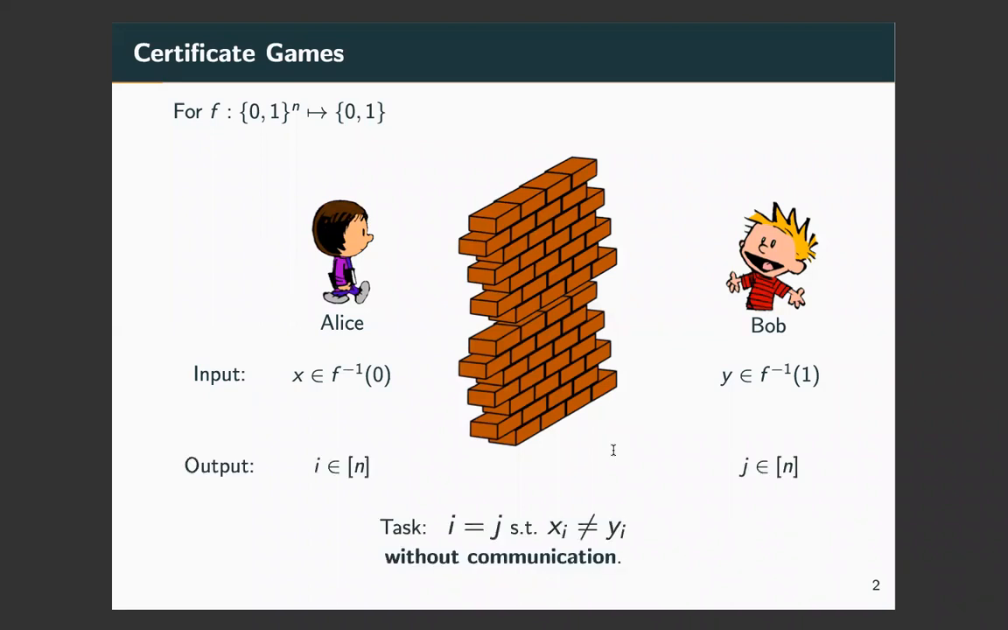Now, Alice has to produce an index i between 1 and n as her output, and Bob has to produce an index j. They win this game, which we call a certificate game, if the indices they produce as outputs match, that is i is equal to j, and their inputs differ at this index. That is, x_i is not equal to y_i. Note that this is a zero communication game. That is, the players are not allowed to communicate.